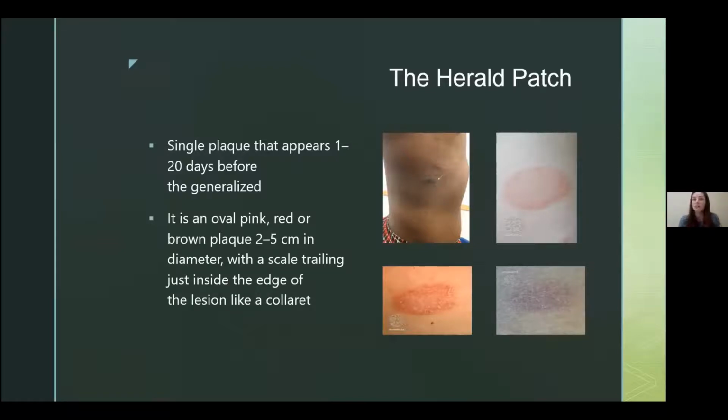A lot of times it can be different colors depending on the person's skin type. So as you see on somebody with darker skin, it may look brown. It can also look a little bit more like purple or gray on darker skin. And on lighter skin, the inflammation looks more pink or red. And you will see the trailing scale. That's the scale that you see on that outer portion of this plaque.